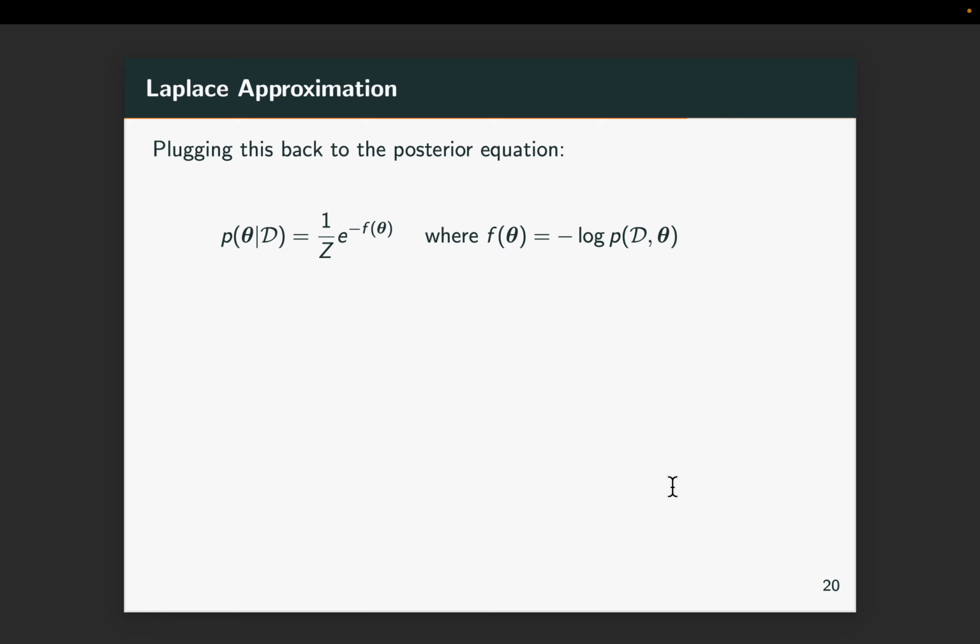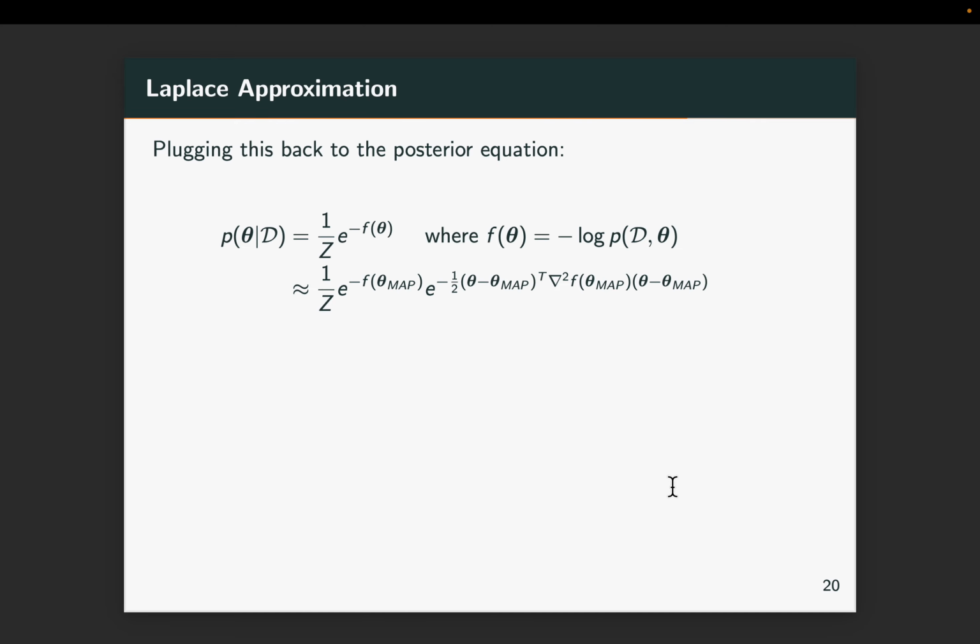So, we had this expression P of theta given d equal to 1 over z e to the power minus f theta, where f theta was a negative log joint. Using a second order Taylor series expansion of f of theta, we can approximate this to be 1 over z e to the power minus f theta map. E to the power minus f of theta map, can you assume it to be some constant? Because f of theta map is a constant. So, e to the power minus f theta map is again a constant, z is a constant.